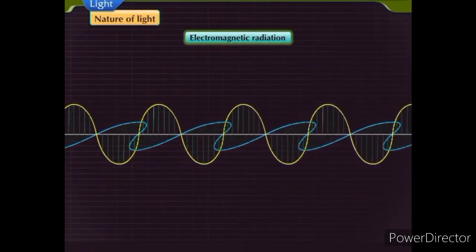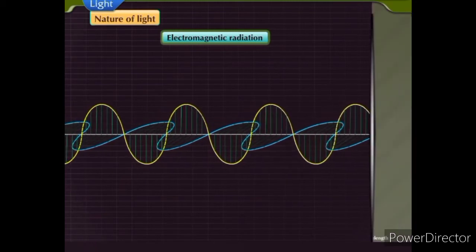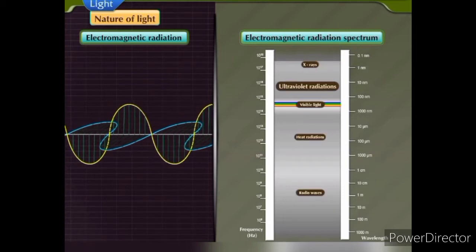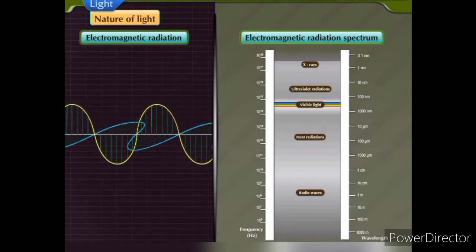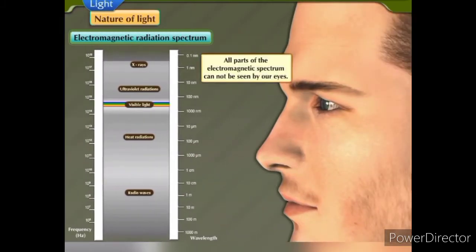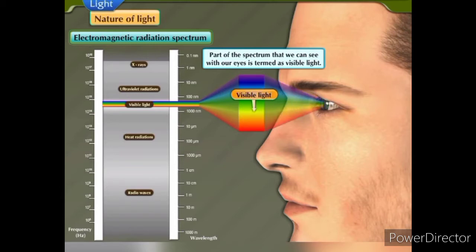Nature of light. Light is a form of energy called electromagnetic radiation which causes sensation of vision. The electromagnetic radiation spectrum includes X-rays, ultraviolet radiations, visible light, heat radiations, and radio waves, etc. Not all these parts of the electromagnetic spectrum can be seen by our eyes. The part of the spectrum that we can see with our eyes is termed as visible light.